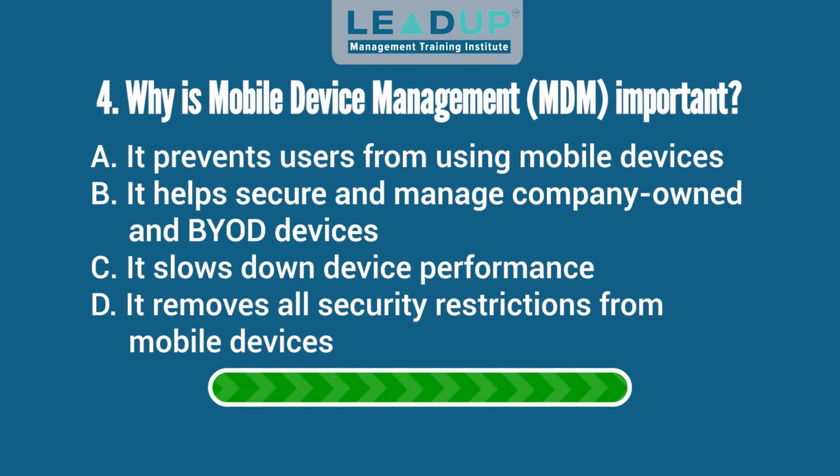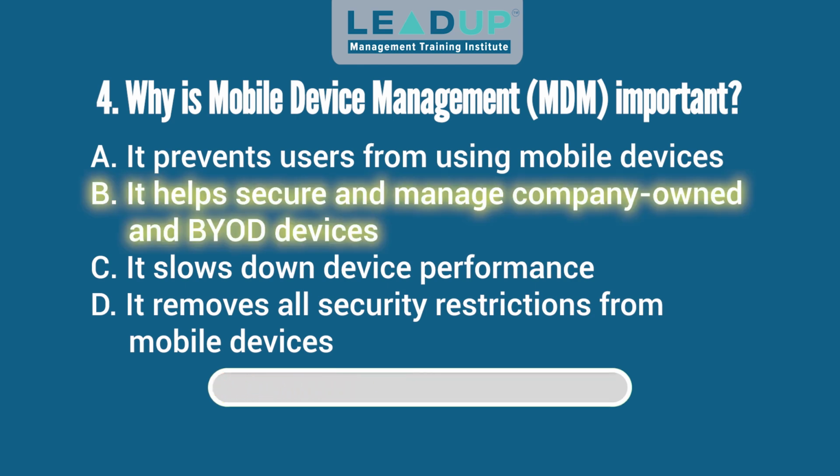A. It prevents users from using mobile devices. B. It helps secure and manage company-owned and BYOD devices. C. It slows down device performance. And D. It removes all security restrictions from mobile devices. Answer: it helps secure and manage company-owned and BYOD devices.